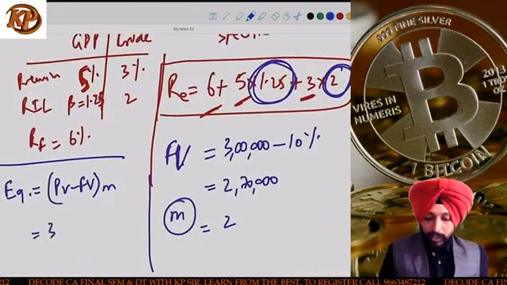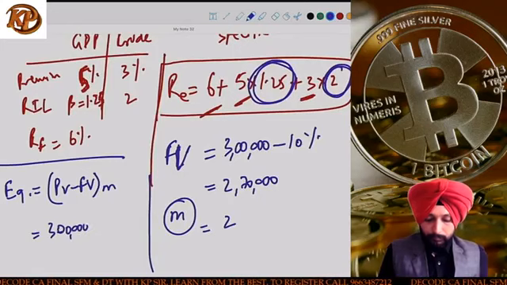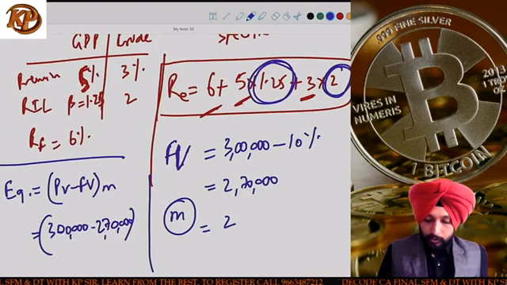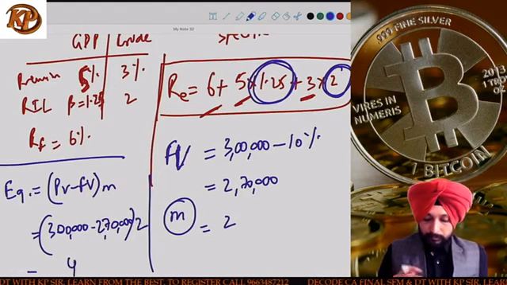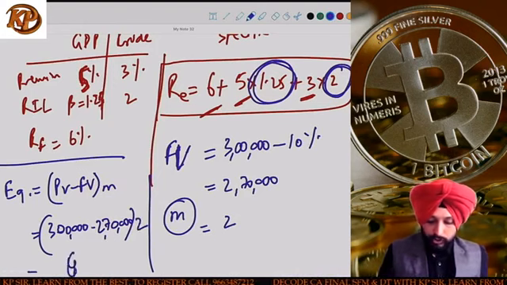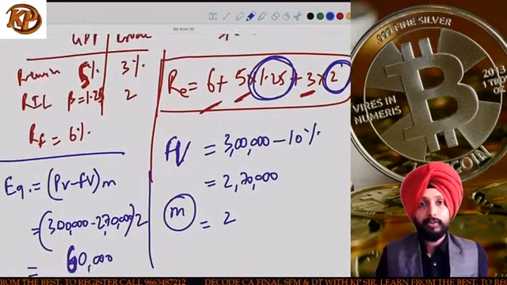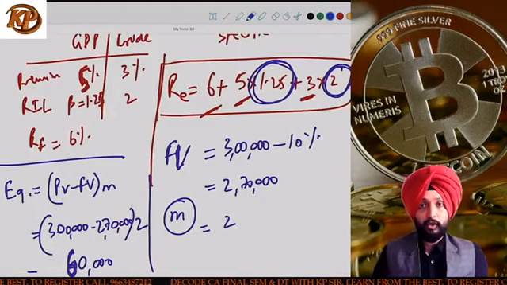So portfolio value is 3 lakhs, floor value is 2,70,000, into M which is 2, which means 30,000 into 2, 60,000 we are getting, which means 60,000 will be invested in equity and the balance of 2,40,000 will be invested in risk-free securities.